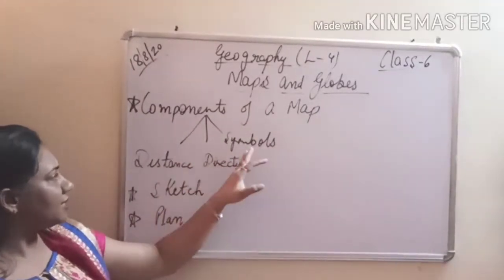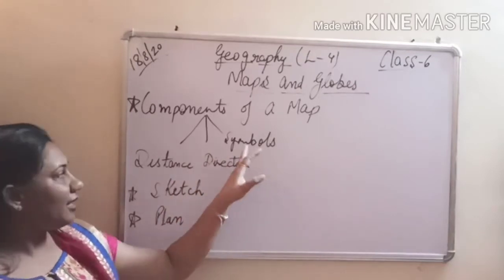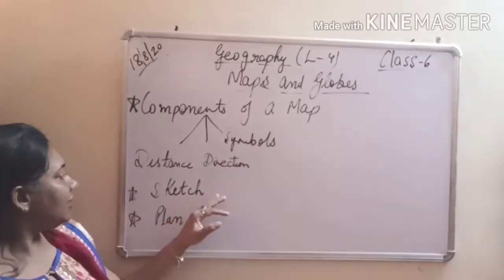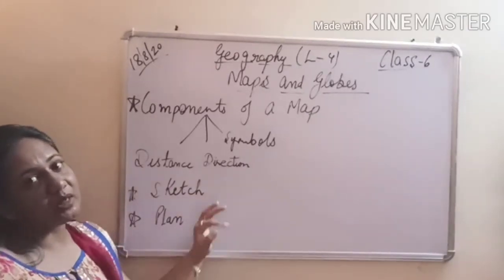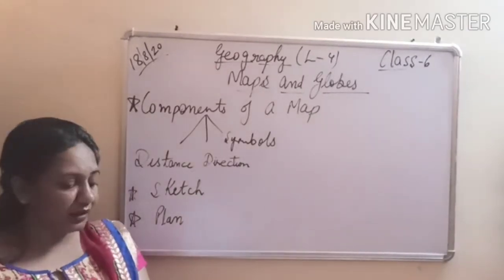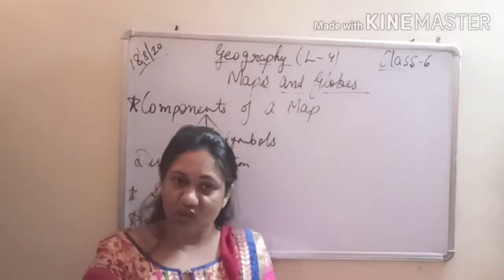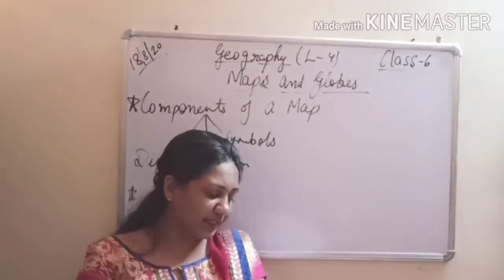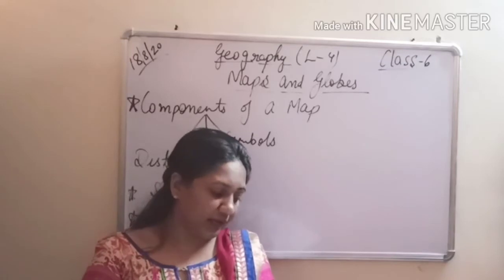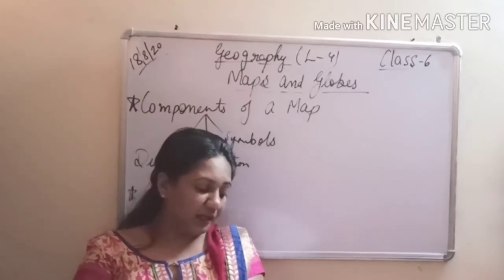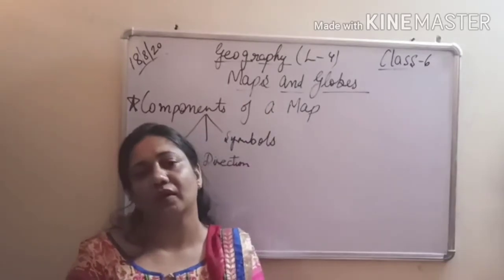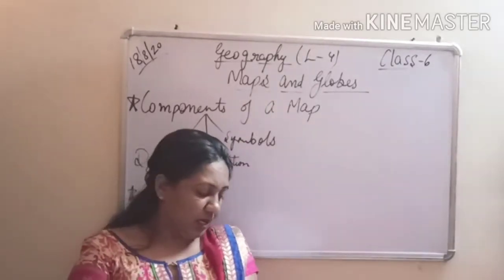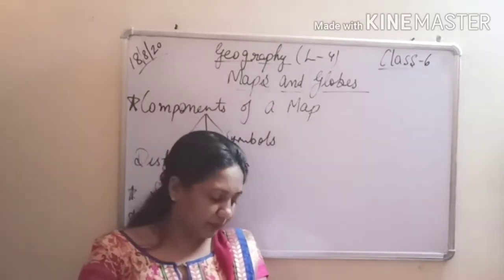That is, three components are there: distance, direction and symbols. Then we'll learn something about the sketch and plan, and the difference between all these three. So let's start the reading part. You can open your books on page number 140. Please underline, there are three components of a map: distance, direction and conventional signs, or we even call them symbols, right? So first we'll learn about distances.